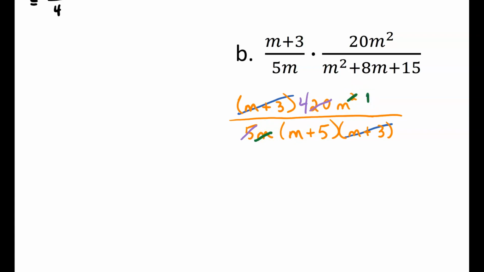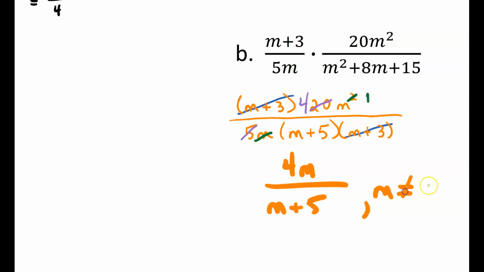Okay, so now I can clean all of this up. In my numerator, I'm only left with 4m. And in my denominator, what's left over? M plus 5. So I can look at this and I know that m cannot be negative 5. However, we simplified other terms out. So also cannot be 0 and negative 3. Exactly.